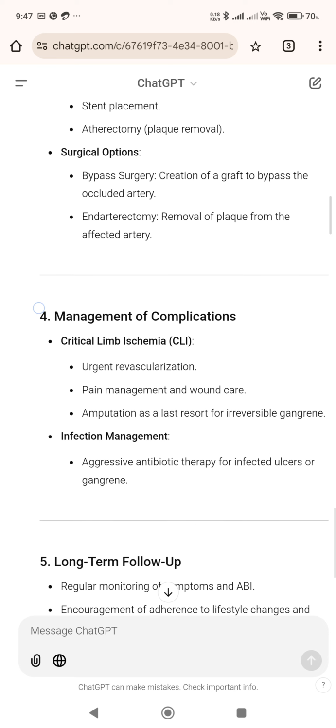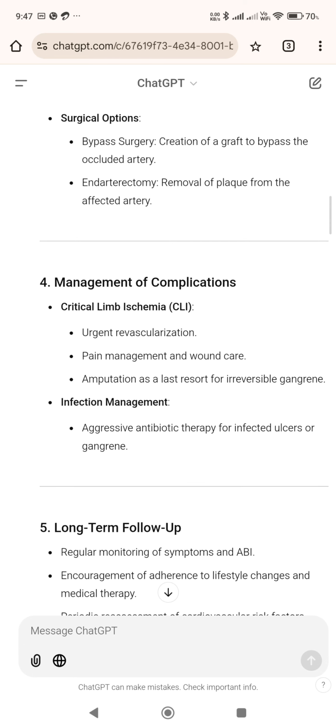artery. 4. Management of complications. Critical limb ischemia, CLI: urgent revascularization, pain management and wound care, amputation as a last resort for irreversible gangrene. Infection management: aggressive antibiotic therapy for infected ulcers or gangrene.